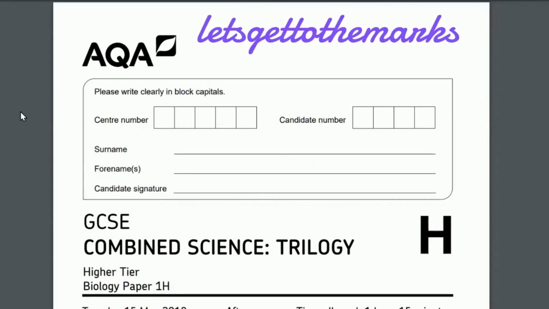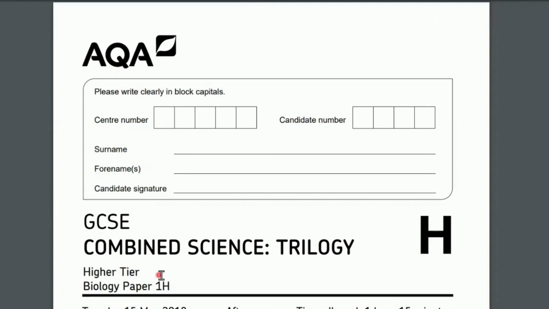Okay, welcome to Let's Get to the Marks. I'm going through the AQA GCSE Combined Science Trilogy, Biology, Higher Tier, Paper 1, 2018.